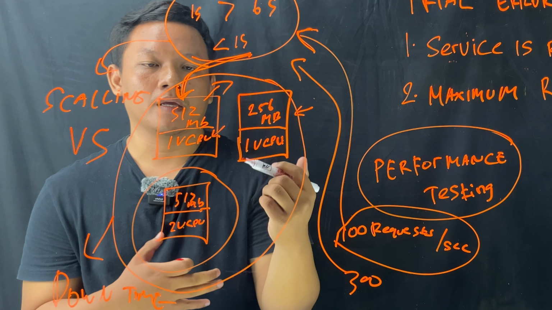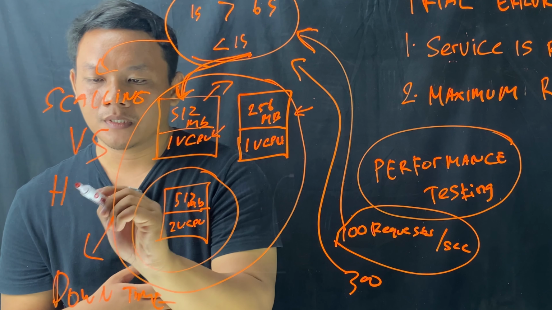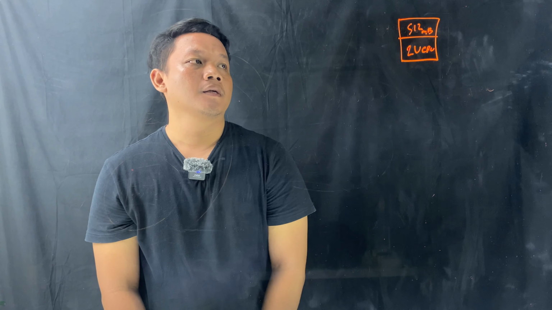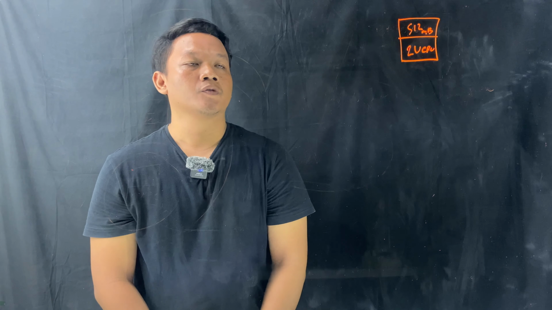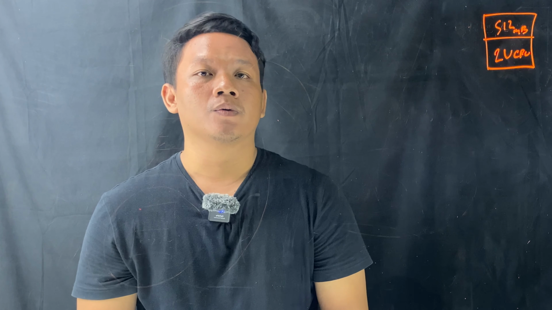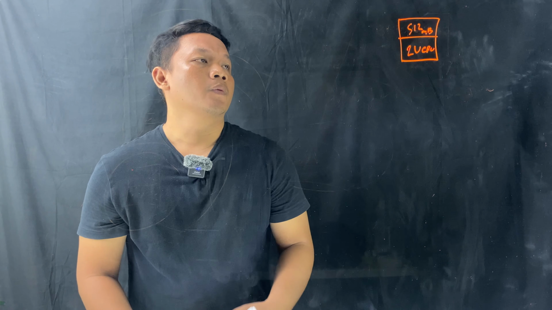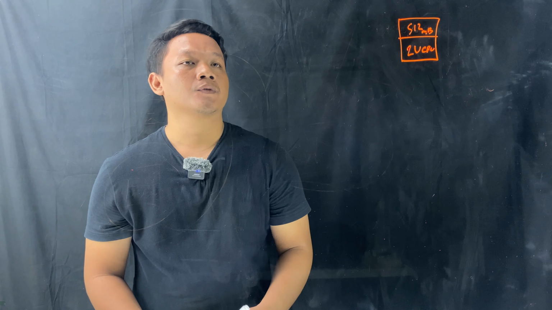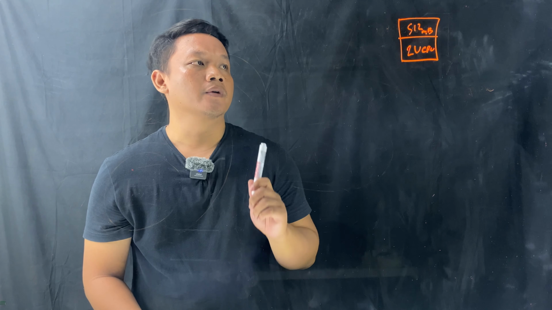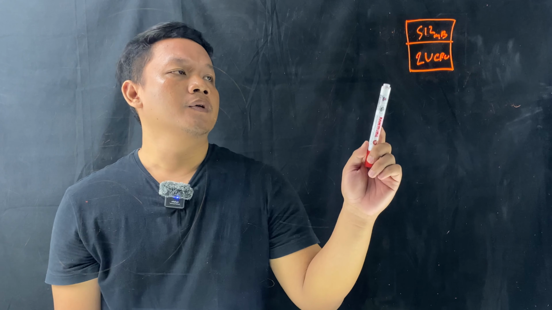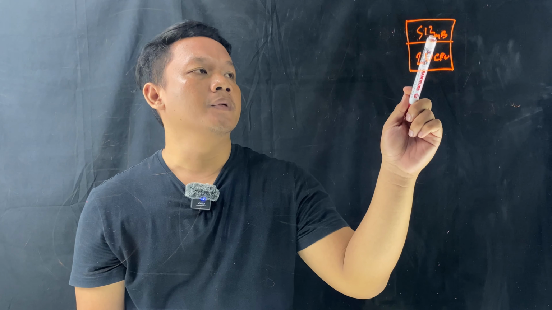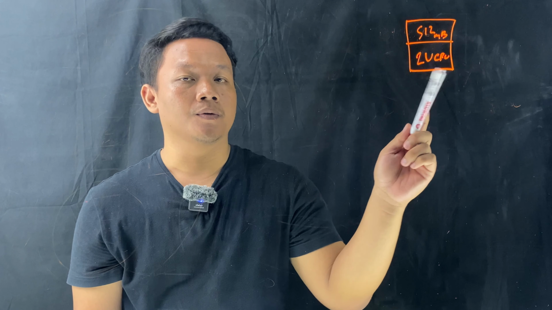And the second part of scaling is what we call horizontal scaling. Let me explain this one. Horizontal scaling is something you can only do using orchestration like Kubernetes or OpenShift. You really can't do it when you are using a virtual machine. The way it works is when you run your service inside orchestration, you have to determine the resource for that specific container. So let's say here we specify that a single container will consume 512 megabytes and 2 virtual CPU.